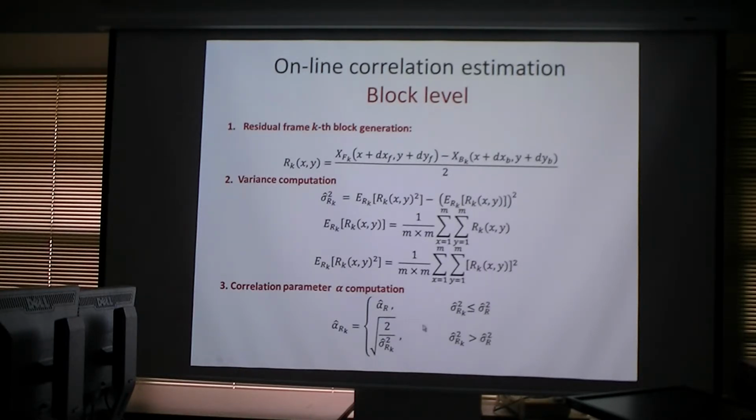And if the variance of the residue frame keys block is larger than the variance in the residue frames, it means that this interpolated block has a lower quality than that averaged at the residue frame level. So at this time, it corresponds to a lower confidence about the similarity between the Wyner-Ziv frame and side information frames. So it will choose a smaller correlation parameter alpha.